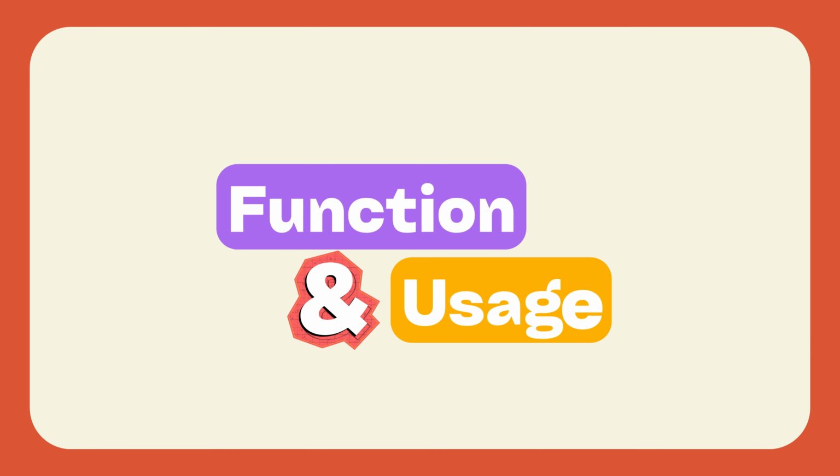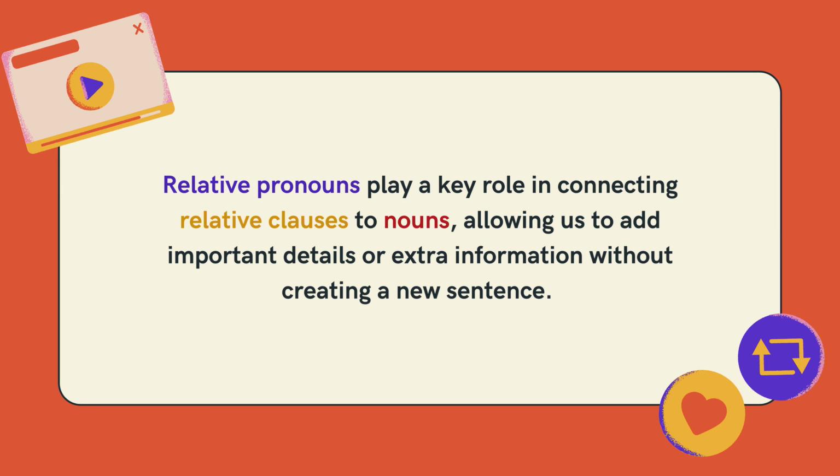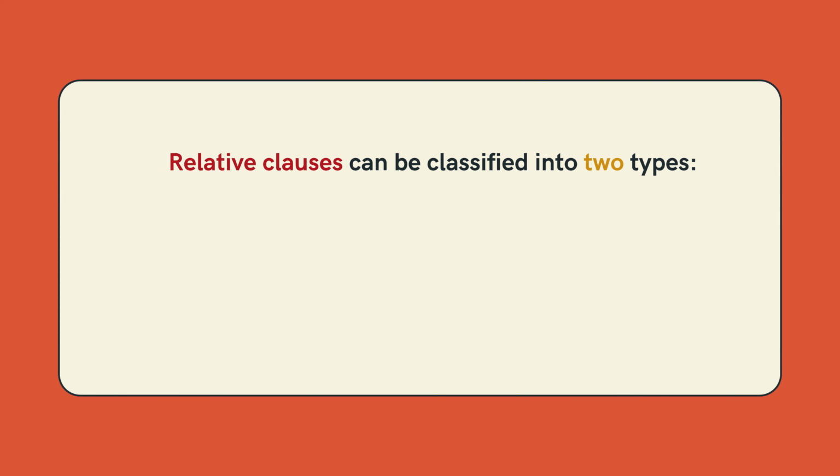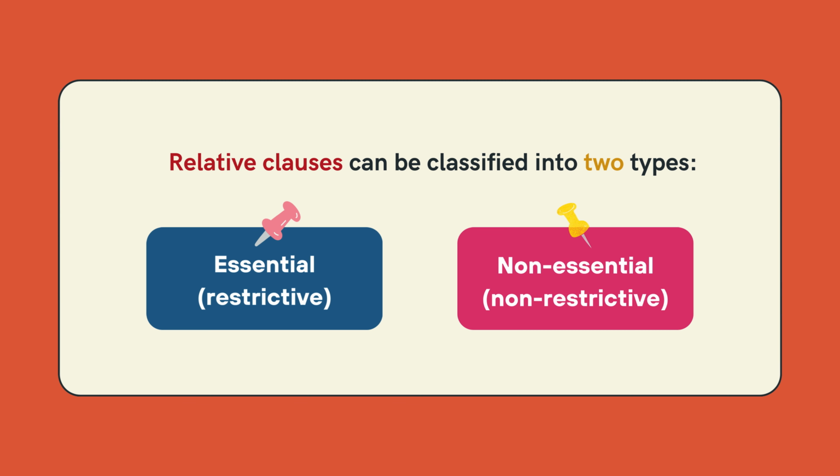Function and usage. Relative pronouns play a key role in connecting relative clauses to nouns, allowing us to add important details or extra information without creating a new sentence. Relative clauses can be classified into two types: essential or restrictive, and non-essential or non-restrictive.